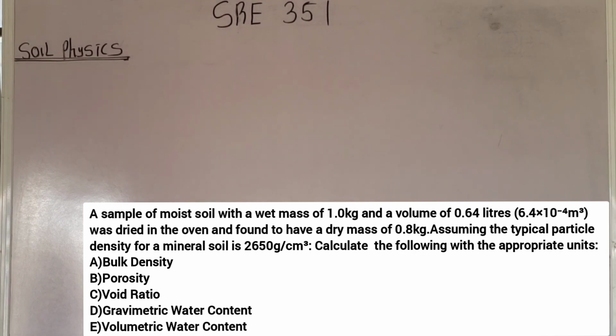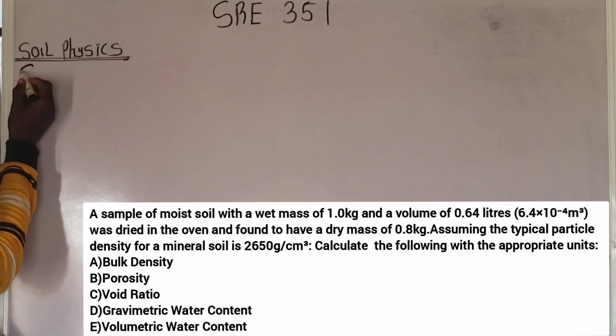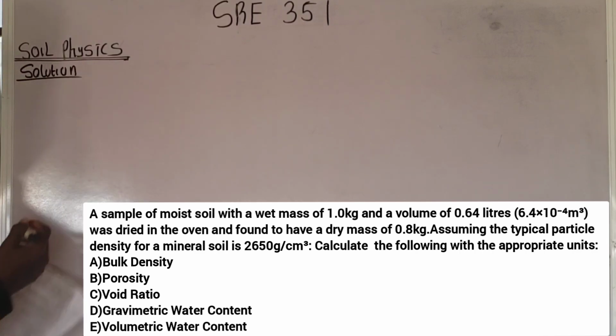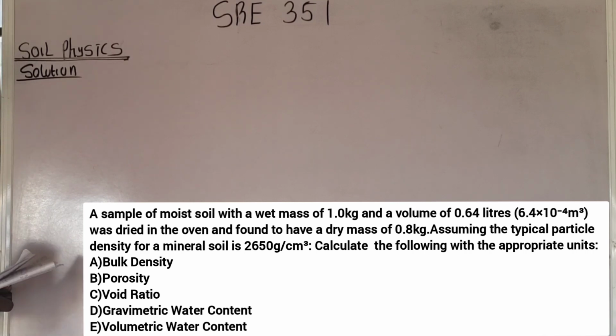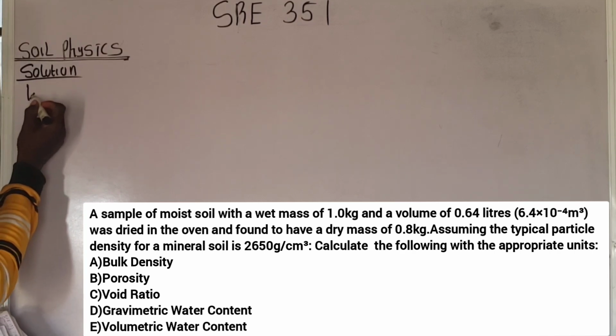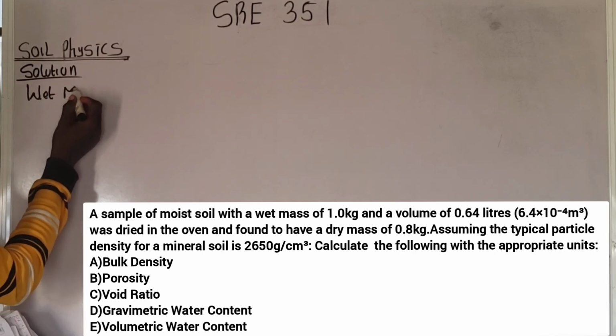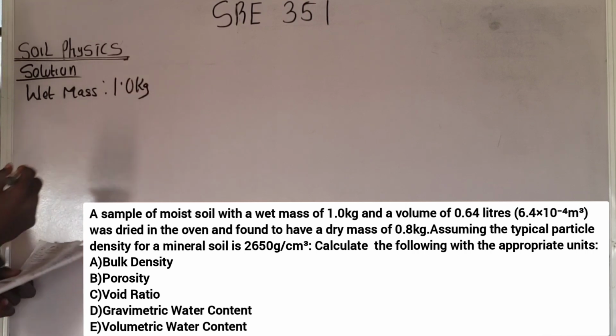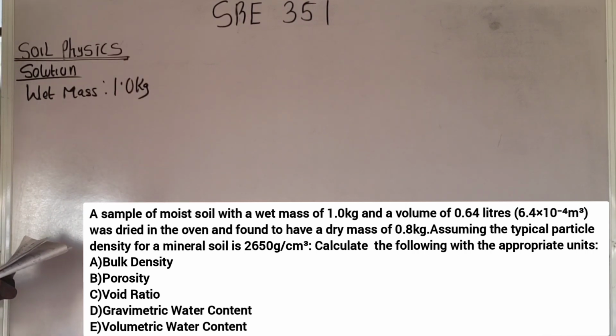Okay, let's start by writing out the information that we're given in the question. Please kindly pay attention. We are given that a sample of moist soil has a wet mass of 1.0 kilogram. That means the wet mass is 1.0 kilogram. You understand? And a volume of 0.64 liters.